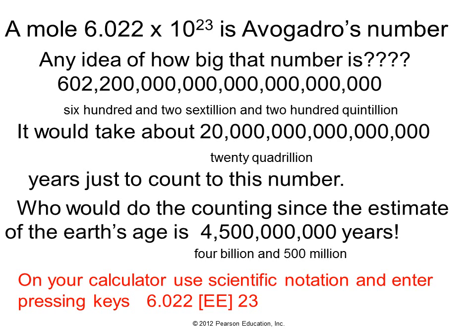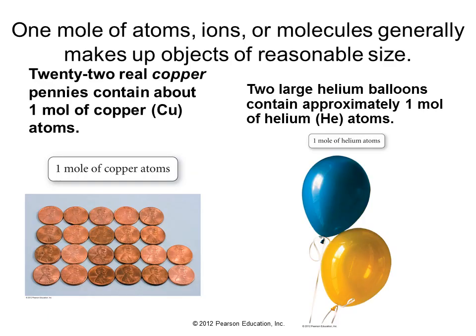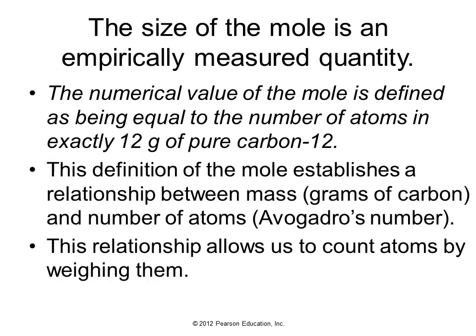On your calculator, remember that you must use scientific notation and enter by pressing the keys 6.022 EE, the exponent key, 23. A mole of atoms or molecules generally makes a reasonable size object in our world. 22 real copper pennies is about a mole of copper. 2 large helium balloons is about a mole of helium.